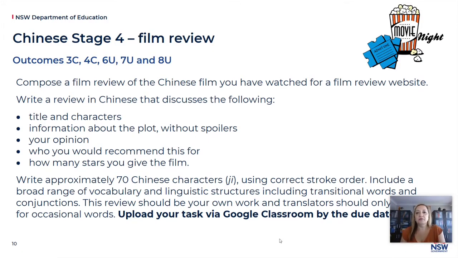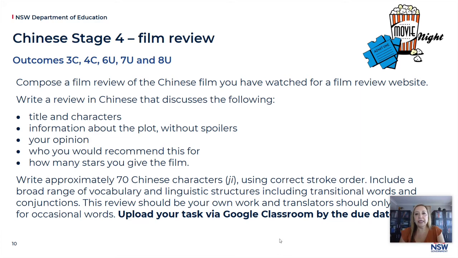First up, let's start with something easy, the Chinese task. This task is a film review, assessing communicating outcomes 3C, which is the accessing and responding, and 4C, which is composing. For this task, students are required to write a simple film review. Students write a review in Chinese that discusses the following: the title and characters, information about the plot without spoilers, their opinion, who they would recommend this for, and how many stars they would give the film.